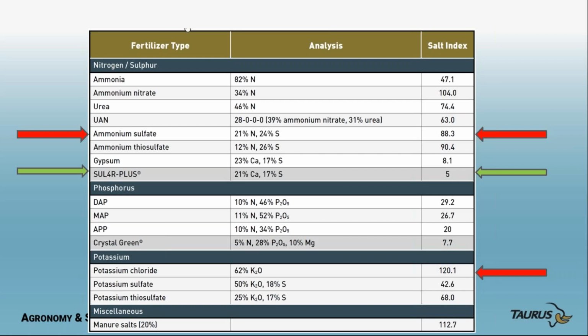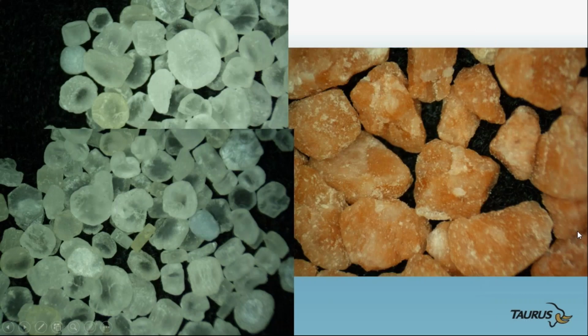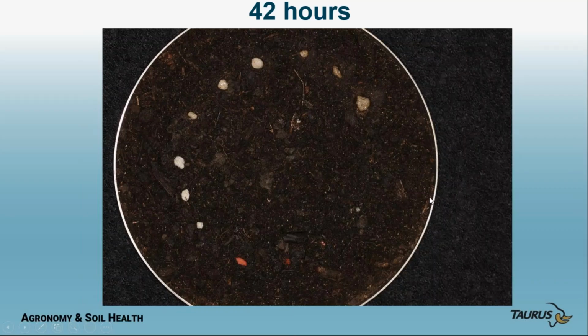So let's take a look at what happens. I'm holding potassium chloride right there. Now here is ammonium sulfate on the left. I just did this a couple of months ago, just for fun. And you can see it's almost clear. It's like glass. It's just a crystal. And this is potassium chloride, or muriate of potash, whichever way you want to look at it. And it's a crystal too. It's a salt.